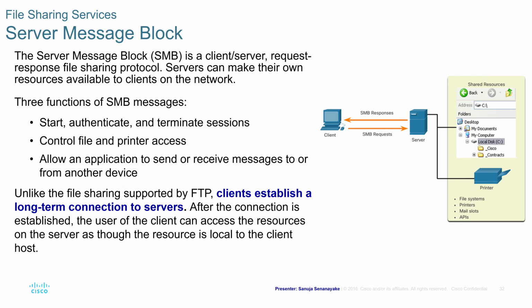Server Message Block, or SMB, is a client-server request-response file sharing protocol. Servers can make their own resources available to clients on the network. There are 3 functions of Server Message Block or SMB messages. They are start, authenticate, and terminate sessions, control file and printer access, and allow an application to send or receive messages to or from another device.